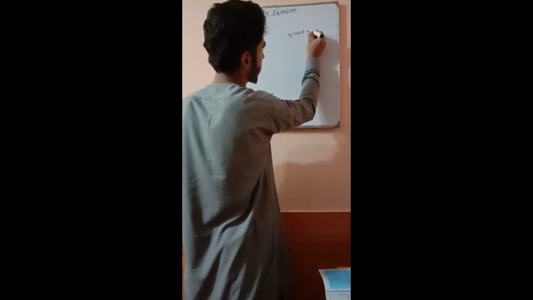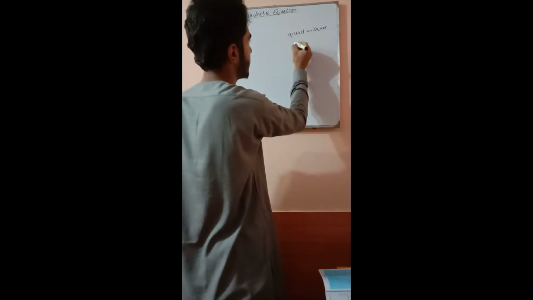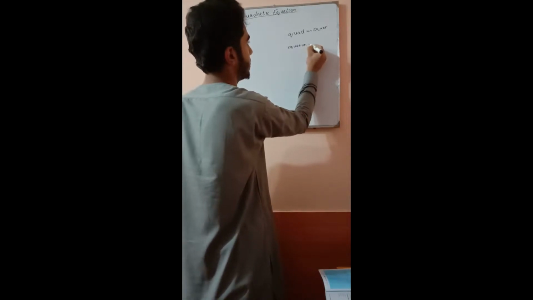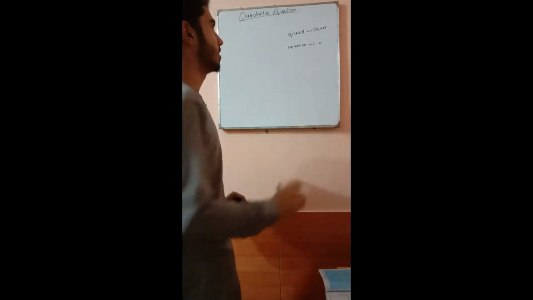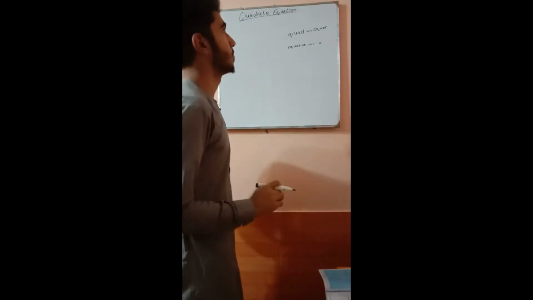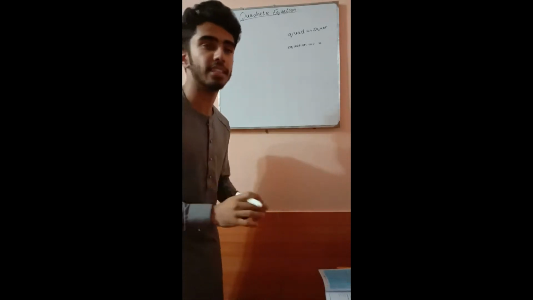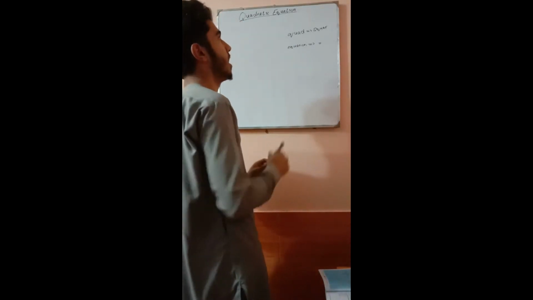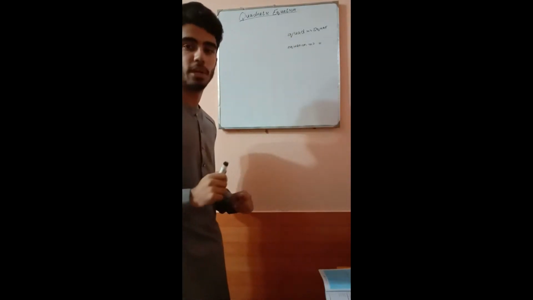Quad means square, and equation means sign of equality. So the equation in which the maximum power of x is 2 and having sign of equality is called a quadratic equation, okay?